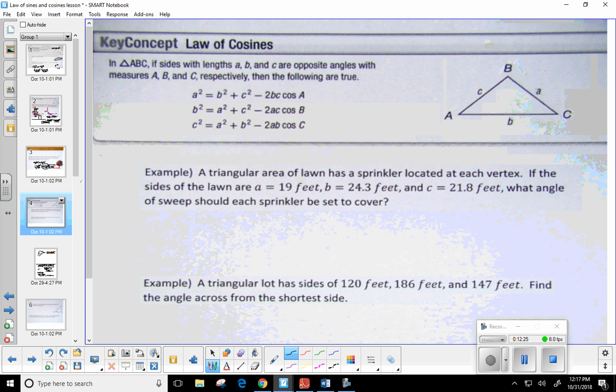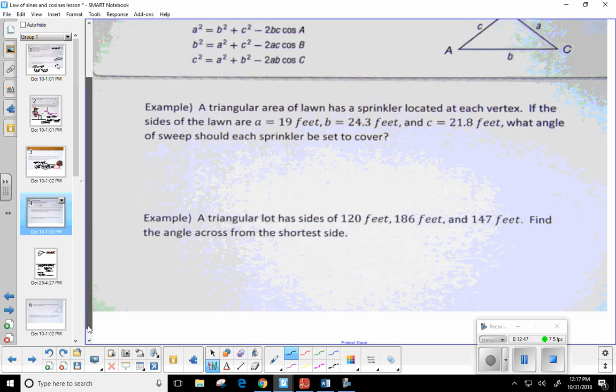It says a triangular area of lawn has a sprinkler located at each vertex. If the sides of the lawn are 19, 24.3, and 21.8 feet respectively, what angle of sweep should each sprinkler be set to cover? So basically, what are the three angle measures of your triangle? I always encourage you, if there's not a picture, go ahead and just draw one. It just says a triangular area, so we just need a triangle.